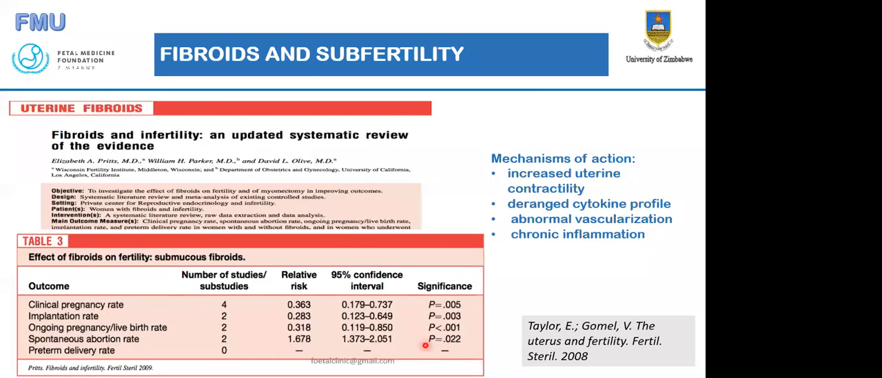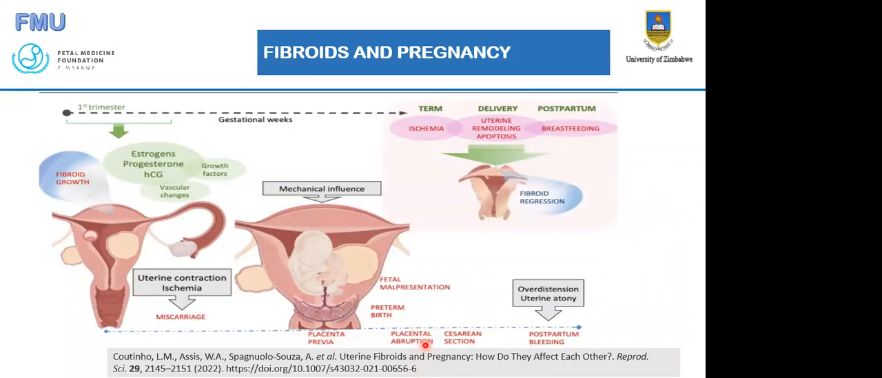So in terms of pregnancy, how do they affect the pregnancy? How they affect pregnancy is best summarized by Coutinho here, this diagram by Coutinho, to say in first trimester, like we were saying, that fibroids may actually cause uterine contraction due to ischemia, because sometimes they may overgrow the blood supply and cause ischemia, and these uterine contractions may cause the pregnancy to be miscarried.